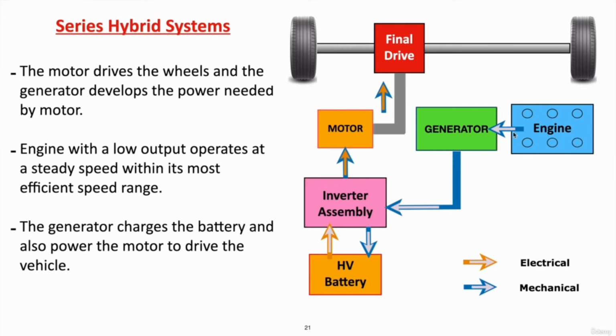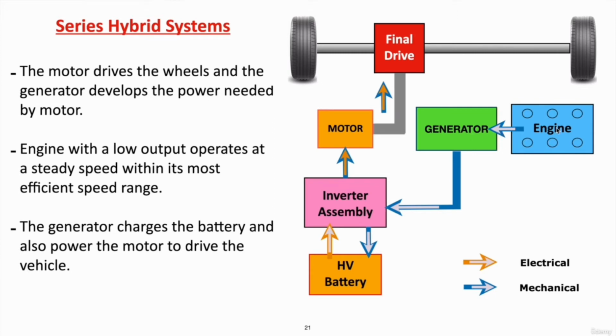The engine generates the power, which is our mechanical power. As you can see from the arrow, this mechanical power is transferred to the generator, and this generator will transfer the power, after converting it to electrical, to the inverter. Here is our inverter. This inverter will convert the AC current to DC and will transfer it to the HV battery. So this is our mechanical power flow.